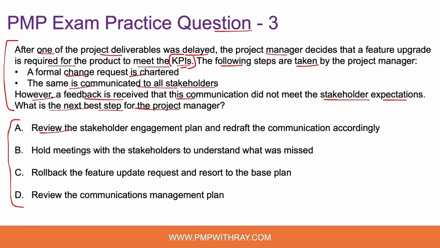Option A. Review the stakeholder engagement plan and redraft the communication accordingly. Okay, a potential option. Let's hold this for now. So you might say that if I review the stakeholder engagement plan and redraft the communication accordingly, that might be a good option. Now I will question what the content of the stakeholder engagement plan is. Think about it while we evaluate the other options and come back to this in a minute.